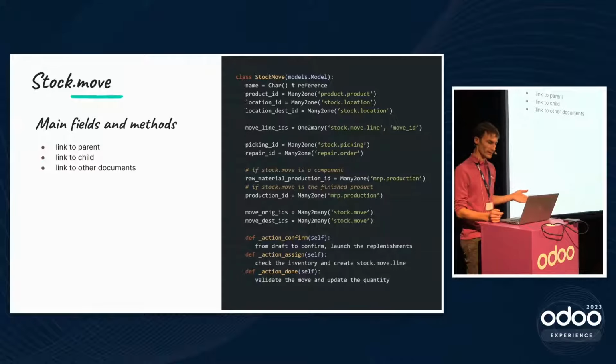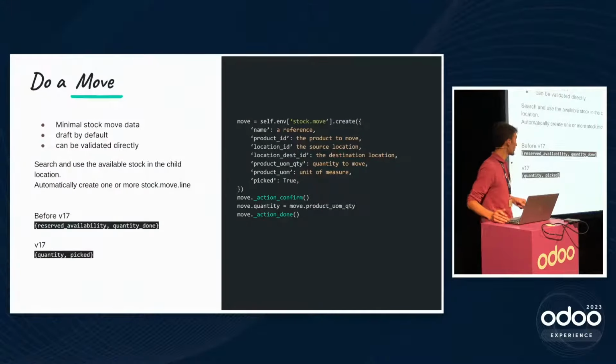The action assign, as I said, checks the inventory to see what's available for your stock move, and will also create the stock move line accordingly. So again, if we have one lot number that is available, the reservation with action assign will create a stock move line with the lot available for your stock move. And finally, action done validates the stock move, marks the state as done, and updates the stock quantities.